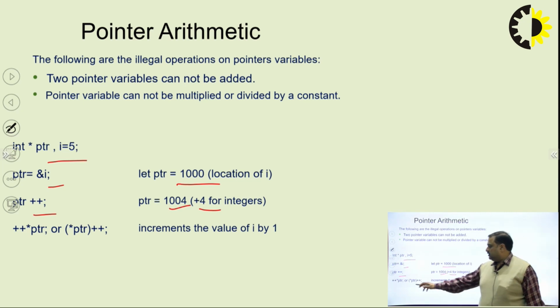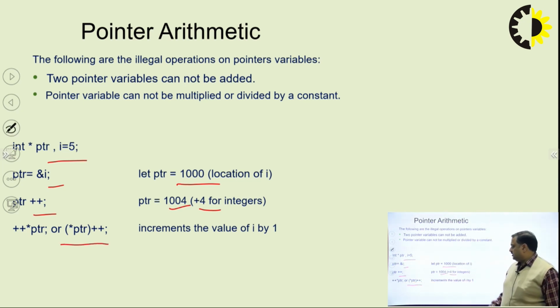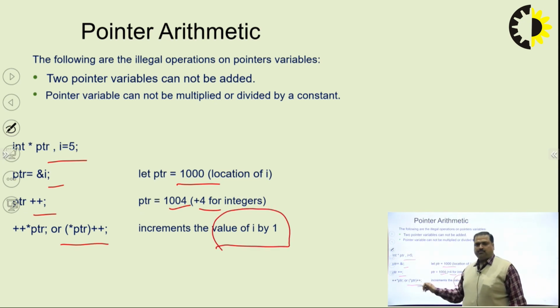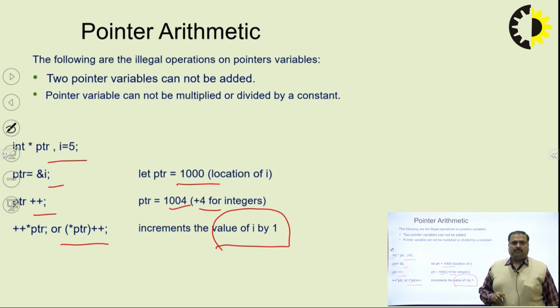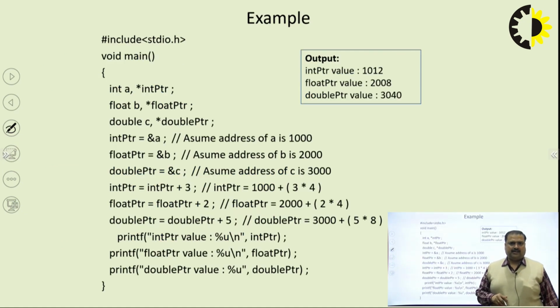Like if we do plus plus asterisk ptr, it increments the value. If we are using the pointer in brackets, then it is referring to the value, and if we apply increment or decrement, it will change the value rather than the address. So, here is an example.